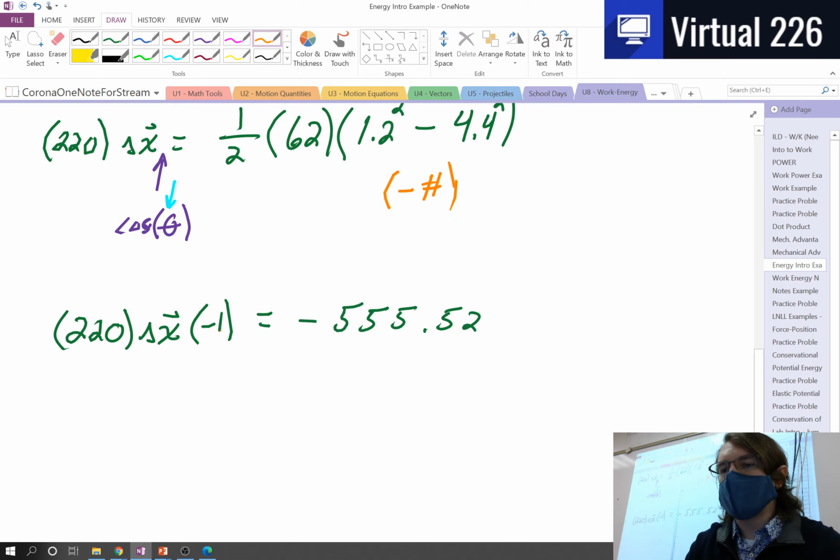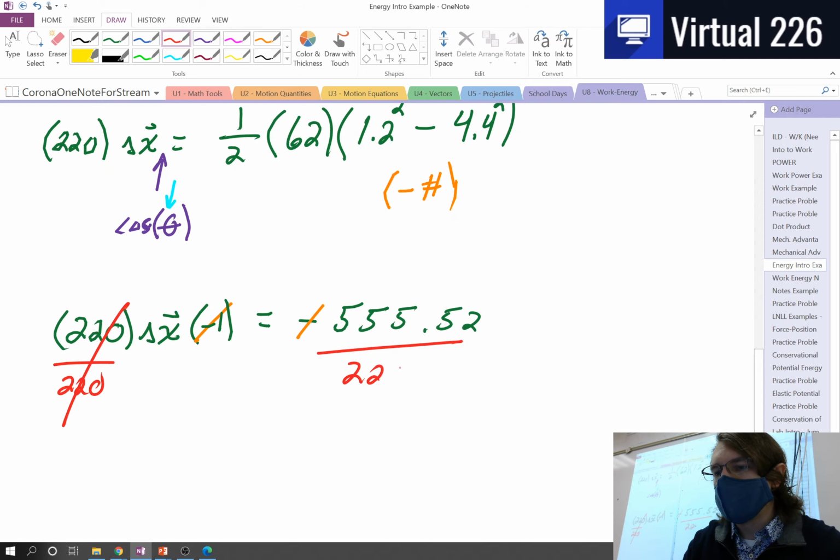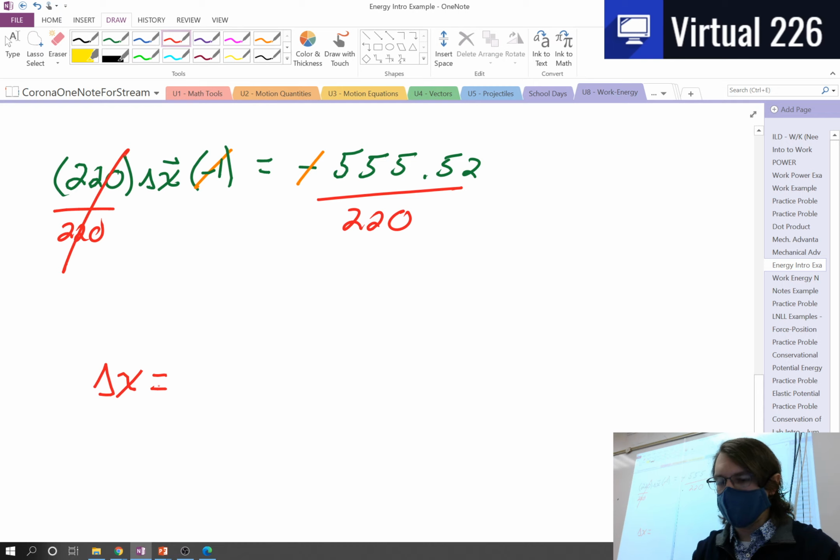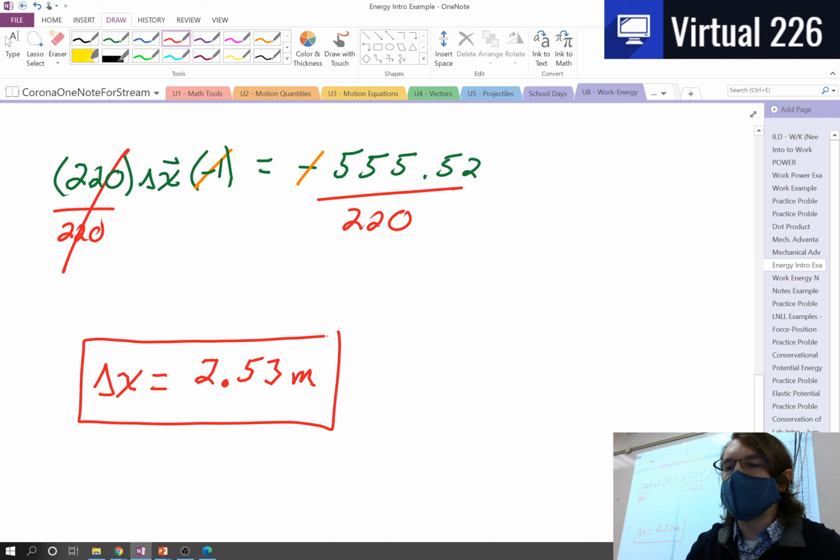Now, whenever we solve for delta x here, we see that the -1 and the negative here have divided out. They've canceled, so to speak. And then when we divide each side by the 220, the 220 goes away. Drop the 220 over here. And we find that delta x equals 555.52 divided by 220, which gives us just 2.53 meters. And that's how far away from the base our player started whenever they began their slide.